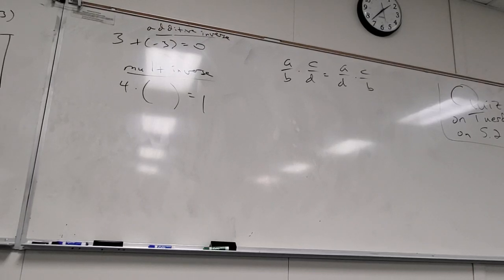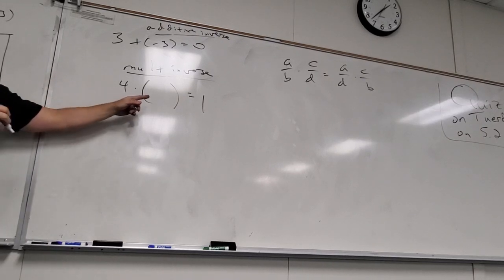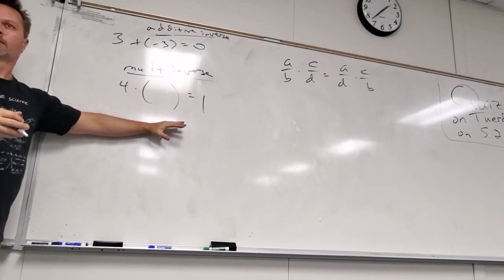So for additive inverse, it's just what do I add to get 0? Multiplicative, what do I multiply by to get 1? So what would I multiply 4 by to get 1? 1/4.